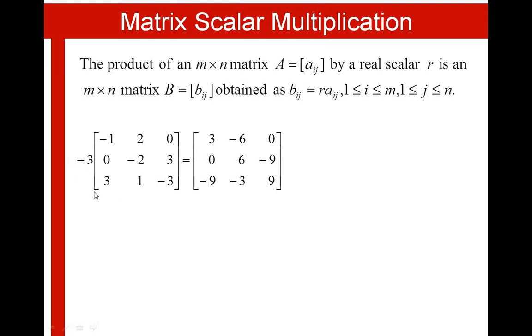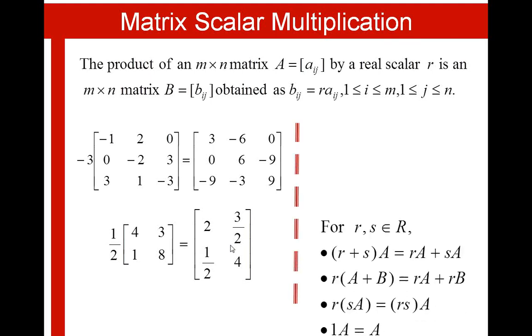In order to obtain the results, we multiply each element of this matrix by minus 3. For example, looking at the first row here, it was obtained by multiplying minus 3 times minus 1, minus 3 times 2, and minus 3 times 0 to obtain respectively 3, minus 6, 0, etc. Another example, multiplying 1/2 times this 2 by 2 matrix will produce this 2 by 2 matrix.